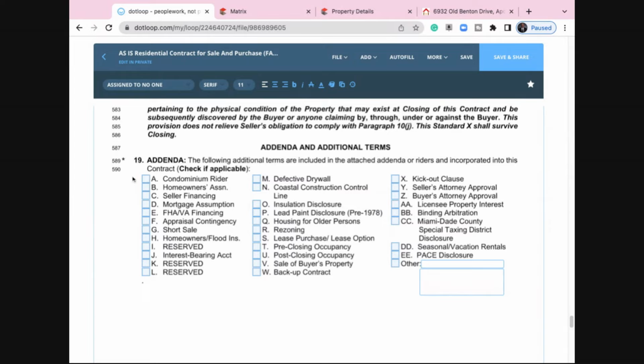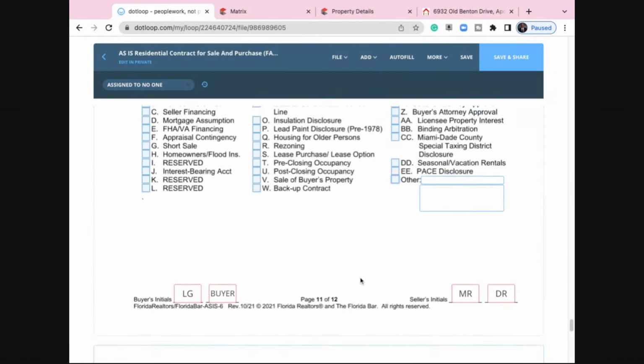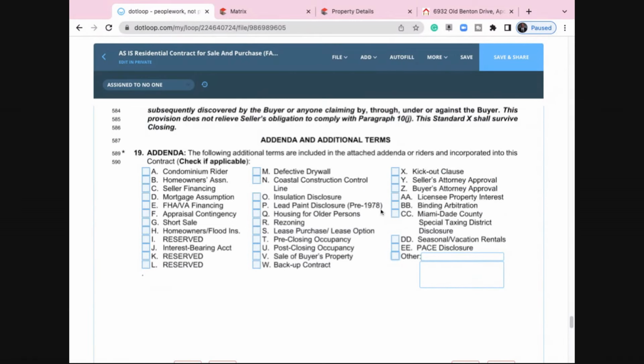Okay, now additional addendums. We will have other training on other addendums, but these are the addendums that are most commonly associated with this particular contract. And then if there is one that is not on here, you can click here, other, and then just type that in. And once you do that, that is part of this contract, guys. It is a binding document to this contract.